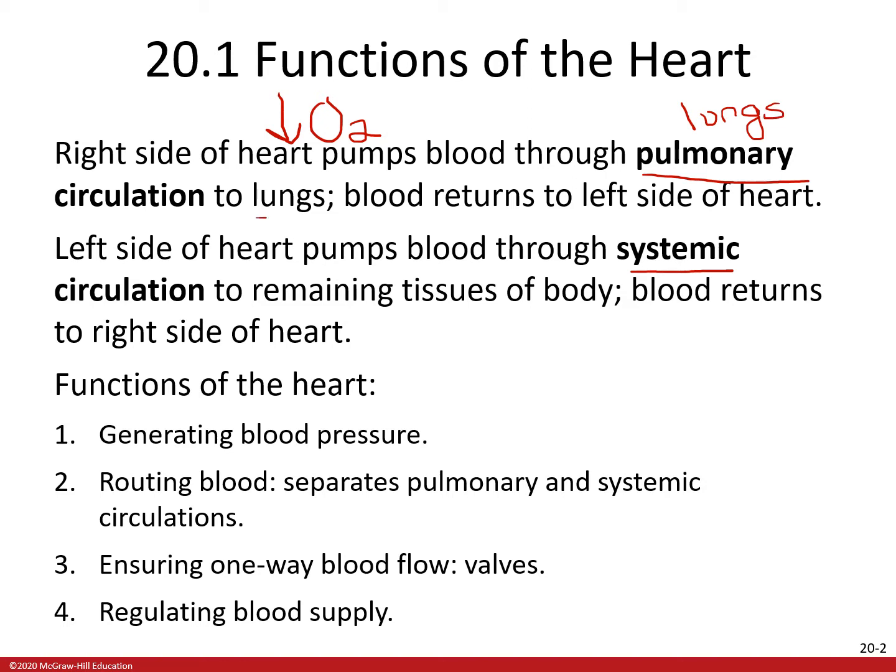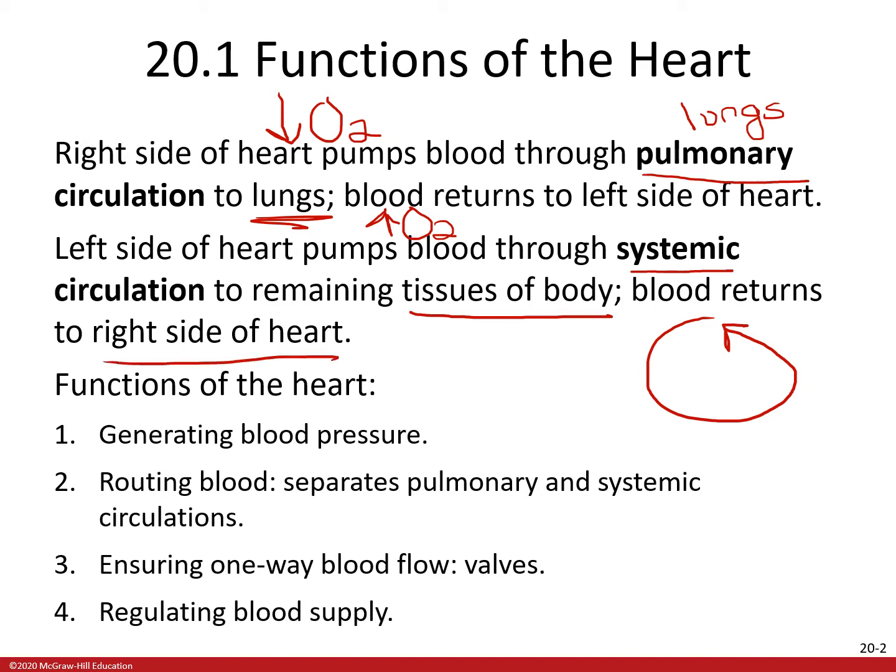So it does say that here, but just to emphasize, that blood, which is now high in oxygen, is going to return to the left side of the heart. The left side of the heart is then going to pump that nicely oxygenated blood through the systemic circulatory system, which is essentially the rest of the tissues of your body. And then again, we keep that cyclical pattern, and blood is going to return to the right side of the heart from the body.